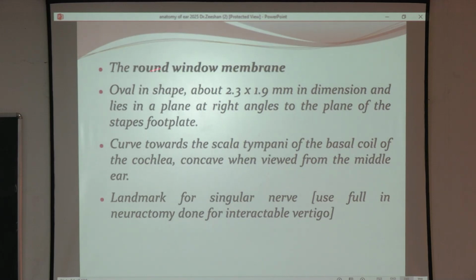So the round window membrane, also called as the secondary tympanic membrane. Okay. It is oval in shape, about 2.3 into 1.9 millimeters in size, and it lies at an angle that is right angles to the plane of the stapes foot plate. Okay.